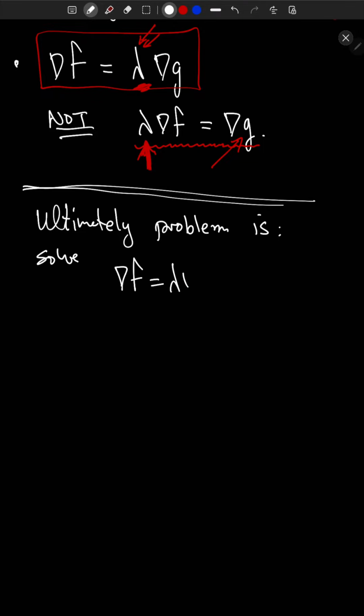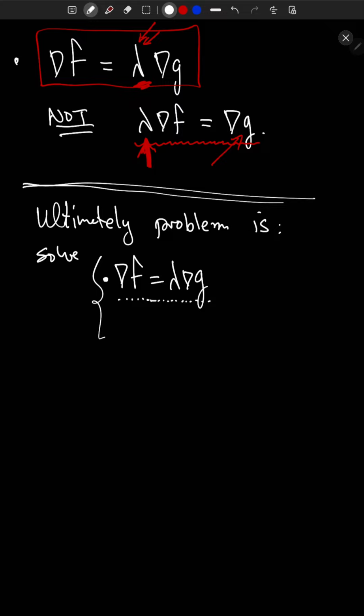gradient f equals lambda gradient g. But there's one more. So here's the thing. If you only solve this first equation, you might get solutions which are not on your curve, all right? Because this equation here doesn't have anything to do with being on the curve or not. It's about tangent directions in a way, okay? So the first equation here has no relation to being on or off the curve. So you need the first equation to get the correct critical point in a way, but you need the second one to make sure you're on the curve.